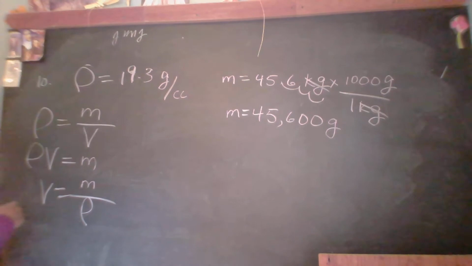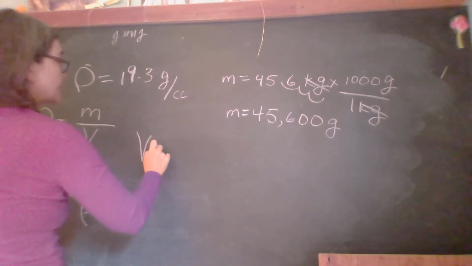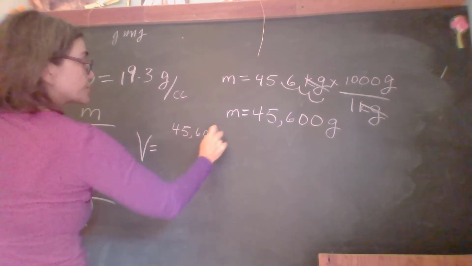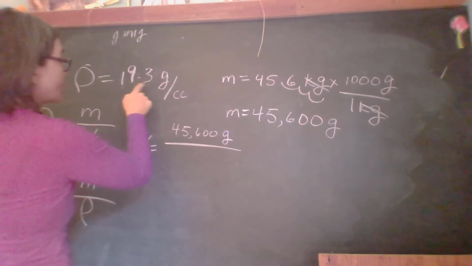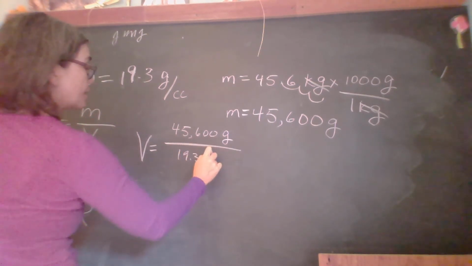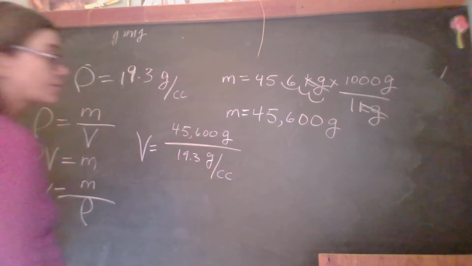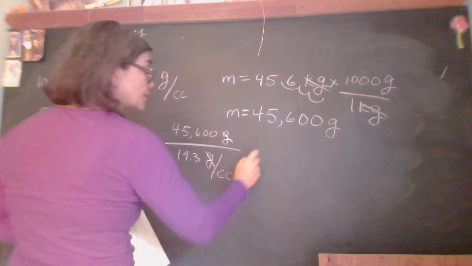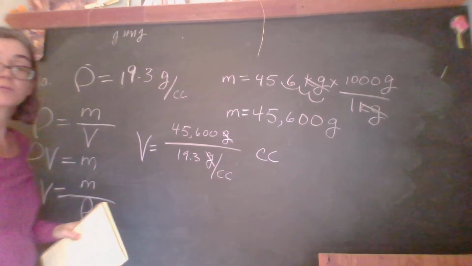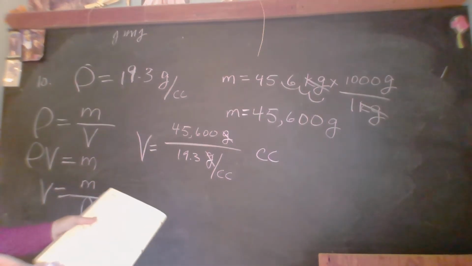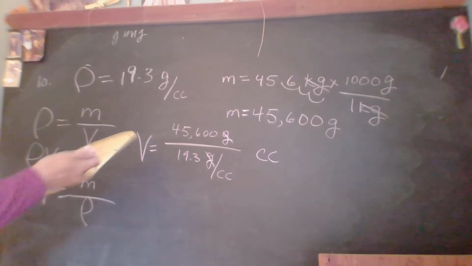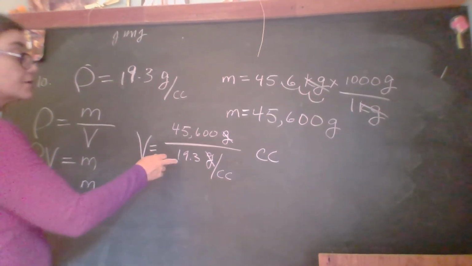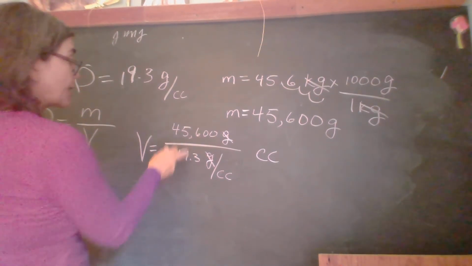Okay, so we're going to say volume is equal to 45,600 grams per 19.3 grams per cc. Now, if you remember your math well, you'll remember that I can cancel these out and I'll end up with cc. Just like magic. I can write out the steps if you want me to. Do you want me to, Martin? No. Okay. So now we divide this by that.